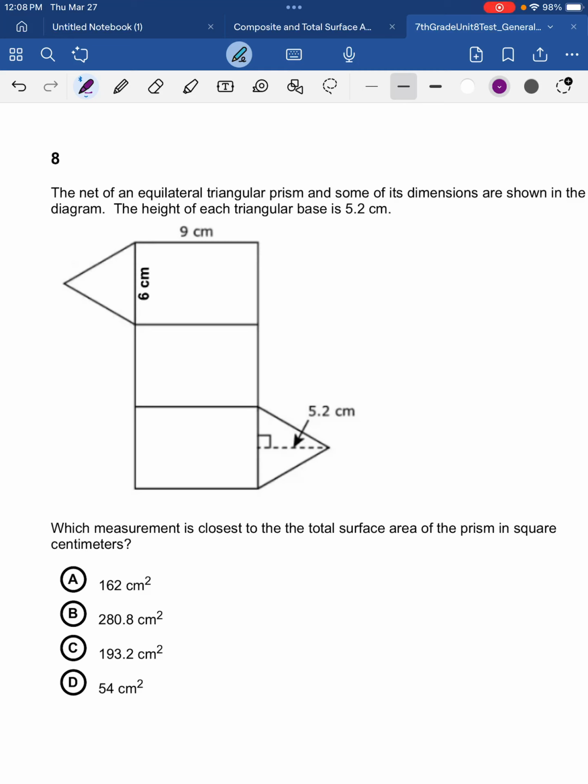Okay, number 8, the net of an equilateral triangular prism and some of its dimensions are shown in the diagram. The height of each triangular base is 5.2 centimeters. Which measurement is closest to the total surface area of the prism in square centimeters? When you see the words total surface area, that means all.